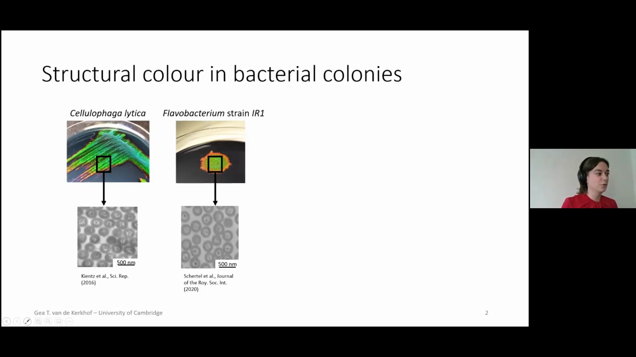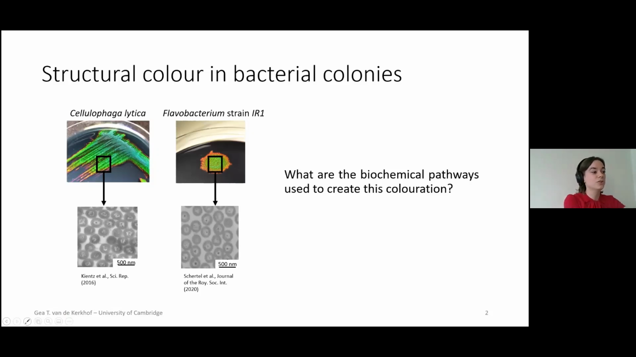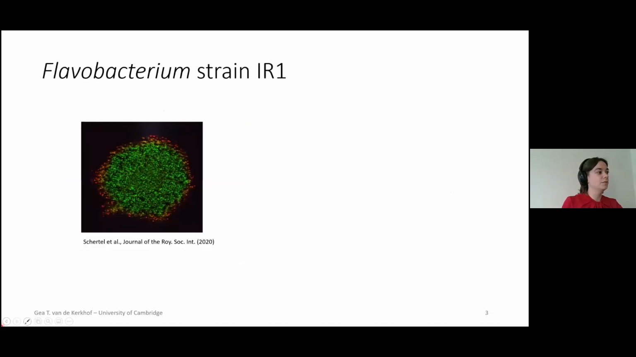Over the past few years, we've learned a lot about the optical mechanisms that are used by these bacteria to create colors. But we don't know much about how these structures are created. What we specifically don't know about is the biochemical pathways that are used to create this coloration, to create these structures. So this is something we have looked into, and we studied a strain called Flavobacterium IR1. You can see it in this picture here.